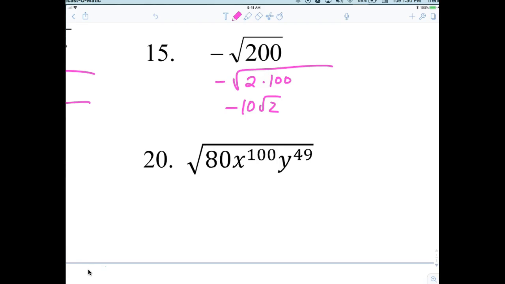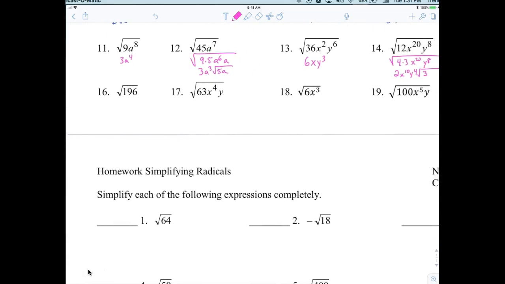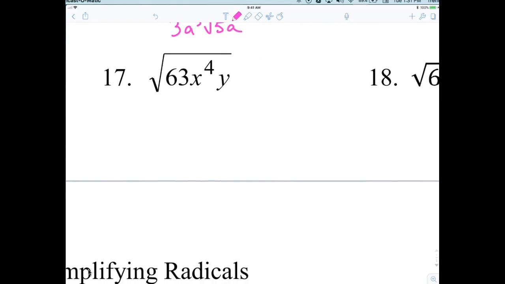All right. Let's check out 16. Everybody knows the square root of 196 is? Good. 14. All right. What's the largest perfect square in 63? 9 times 7, x to the 4th, y, 3x squared, square root 7y. Which one of those is a perfect square? Again, you can break it down, but make sure you're breaking down to a perfect square. Everybody good?